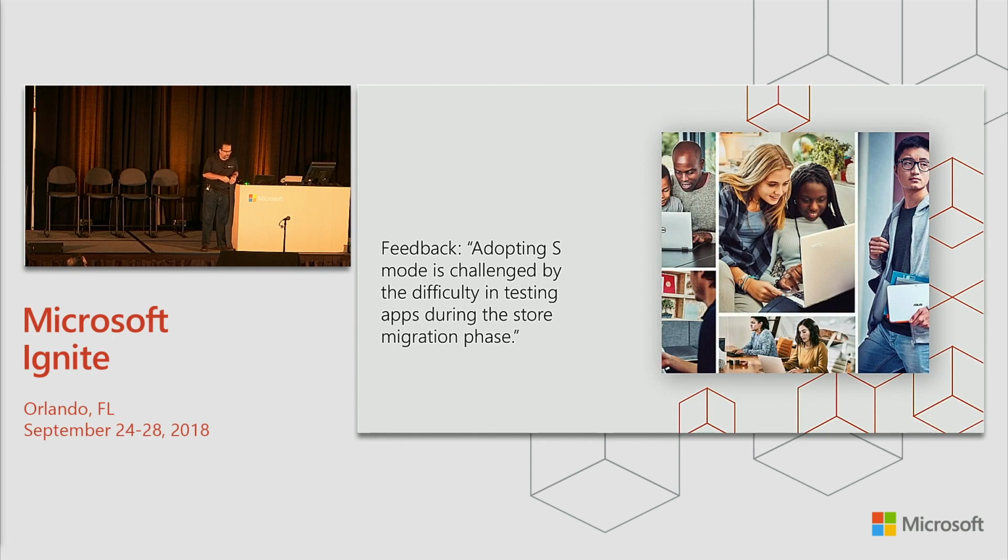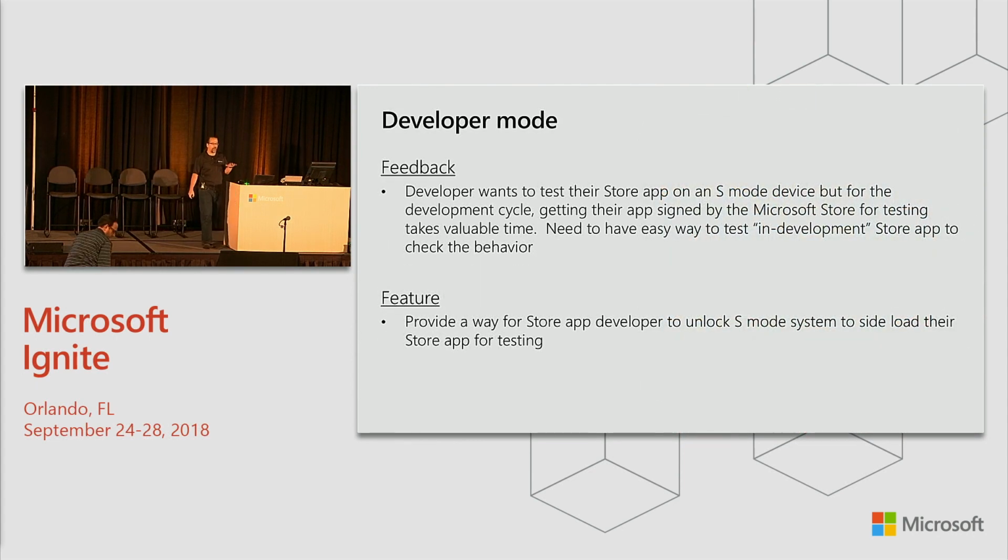Adopting S mode is challenging because of the difficulty in testing apps during the store migration phase. This was interesting feedback we got as well, because if you've played with S mode, you notice that S mode does not support developer mode. Well, as of RS5, that's changing. A developer wants to test their app on S mode, and they want to switch into developer mode and apply a temporary cert that they have, so they can test this particular application and make sure that it works before they have to go through the whole process of line of business and Microsoft Store delivery. I want a quick way of testing this, not on a Windows 10 Pro device, but on an actual S mode device, because our validators will not believe that this is signed off on until it's been validated on the actual device and mode it's running on.